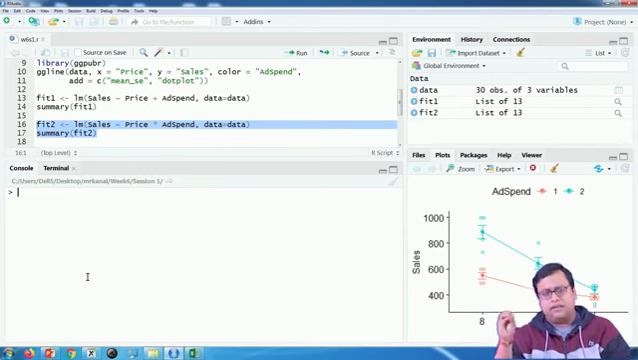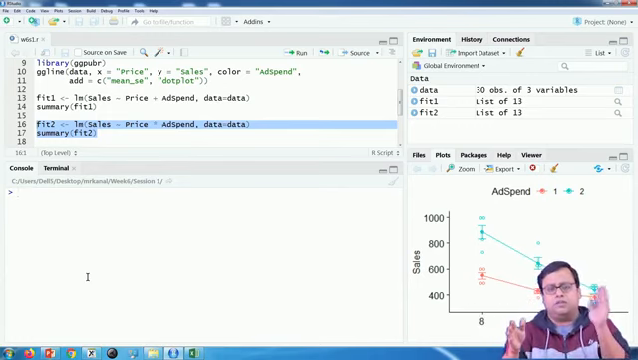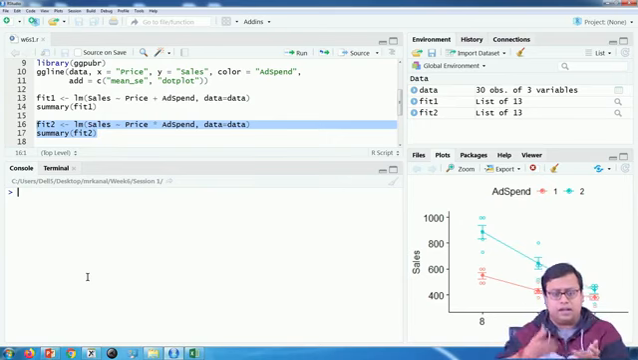So, in simpler terms, I have to find all possible combinations: 8 rupees at ad spend 1, 8 rupees at ad spend 2, 10 rupees at ad spend 1, 10 rupees at ad spend 2, 12 rupees at ad spend 1, 12 rupees at ad spend 2. For all these 6 combinations, I have to see what the sales and profit are, and which one has the highest profit. This is something that I have to calculate.